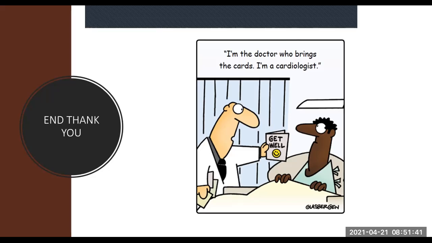Okay. But remember, an echo is an adjunct. It's not your primary mode of investigation. So you first investigate this patient through history, physical examination, ECG, bloods, and then your echo comes after that. Your echo is to try and confirm what you've seen before, or to tell you in what direction you should go if it's a bit ambiguous.